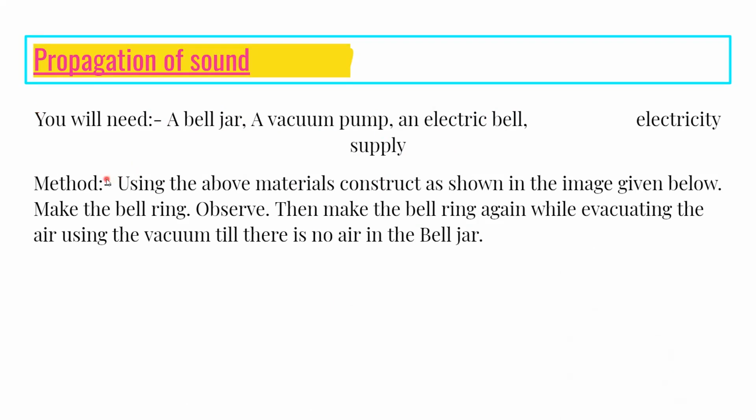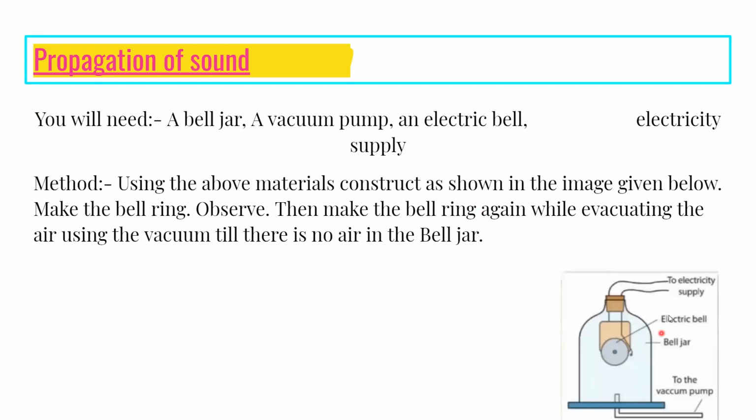The method to do this activity is, using the above materials, construct as shown in the image given below. So you can see an image here. Using the electricity supply, electric bell, bell jar, and the vacuum pump, we have to construct it like this. Then we have to make the bell ring and observe.